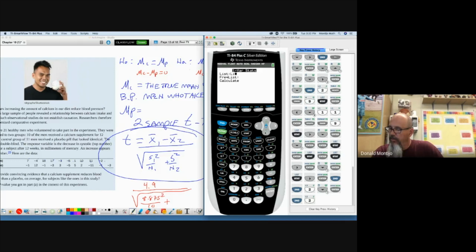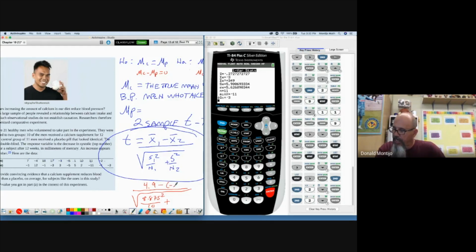List 2. Never, ever mess with the frequency list. Tell it to calculate. And so the mean of list 2 is negative 0.2727. So it's minus negative 0.2727 over the square root of the standard deviation, which is 5.9, squared, divided by n sub 2, which is 11. So that's my t-test statistic.